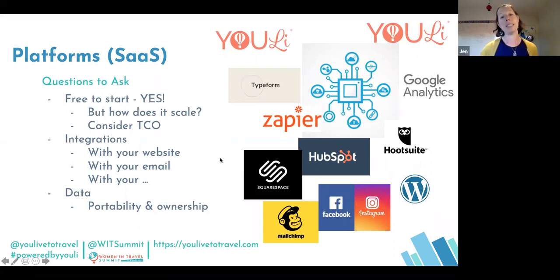Now, finally, data. We've been talking about functionality, like email capabilities, analytics to let you know what's going on on your platform, Typeform allowing you to collect information and preferences. But where does that data go? And who owns it? You need to stop and think about that when you're making these decisions.